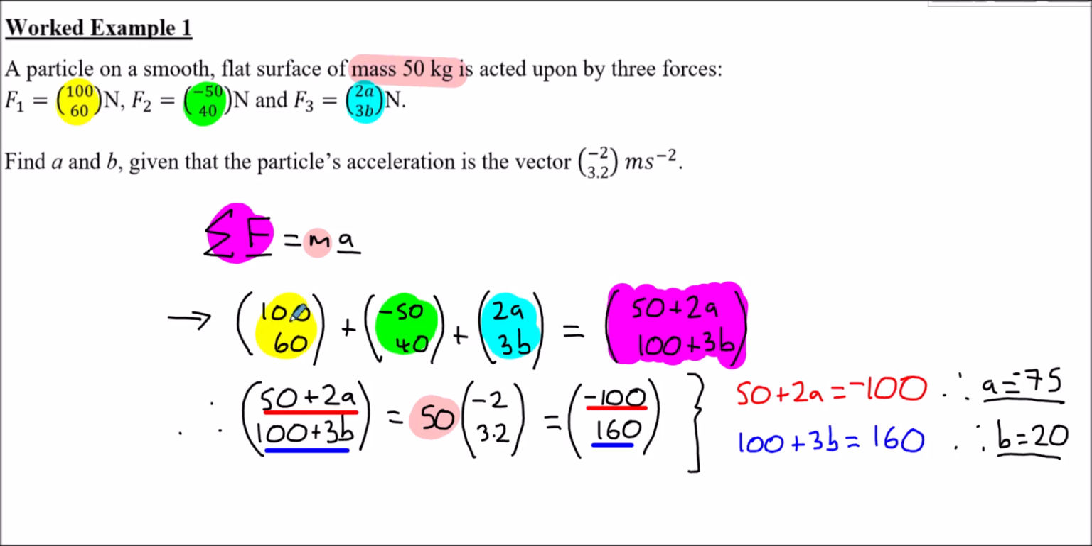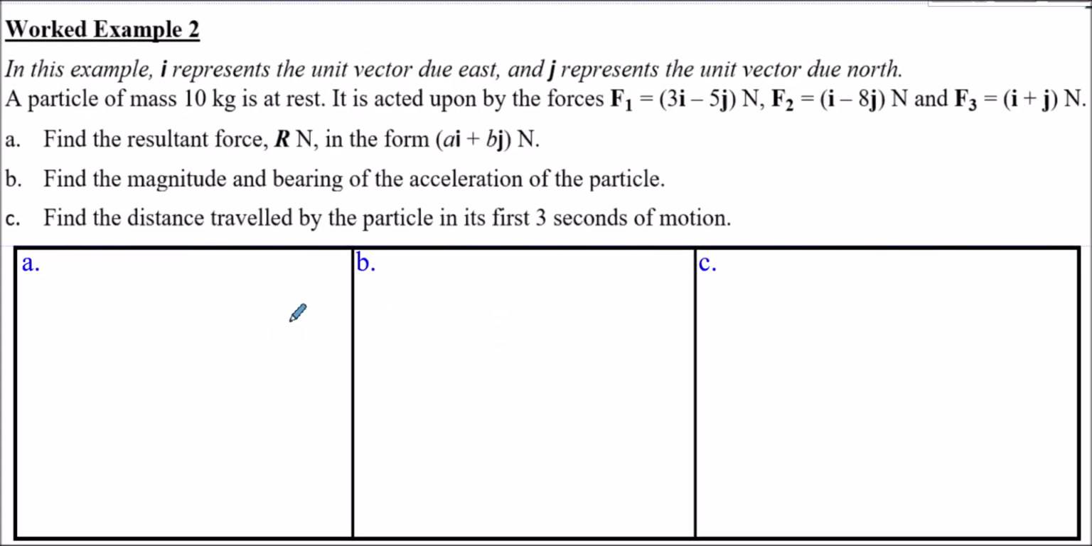Let's have a look at another worked example then. So this one, worked example 2. So we're told in this example, i is the unit vector due east and j is the unit vector due north. So first of all, we have a particle mass 10 kilograms which is at rest. It's acted on by 3 forces, F1, F2, F3. First of all, what we need to do is to find the resultant force, R newtons, in the form ai plus bj newtons.